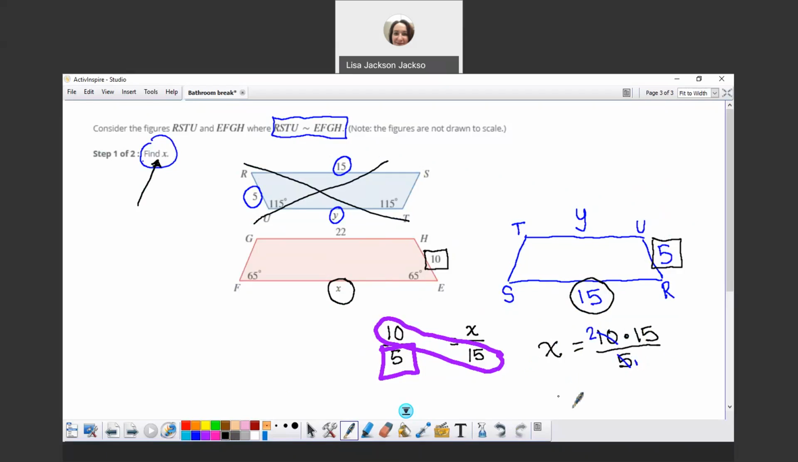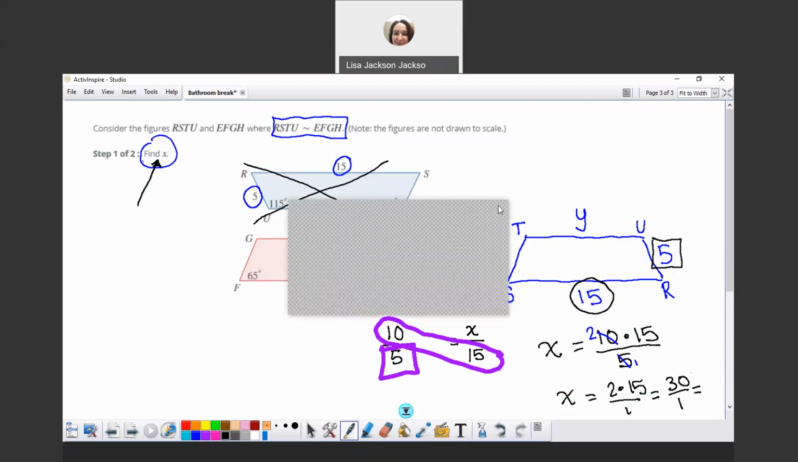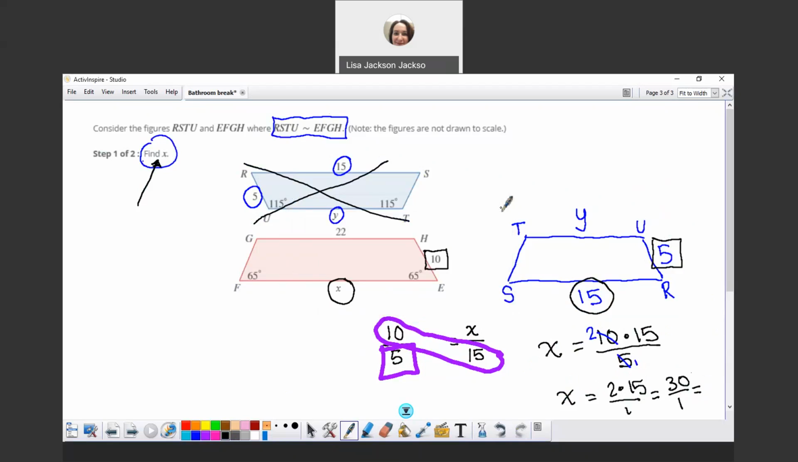So now I have x is equal to 2 times 15 divided by 1. Well, 2 times 15 is 30 divided by 1. So my final answer is x is 30 over 1. But every whole number has a 1 on the bottom of it. We just don't like fractions, so we don't write numbers as fractions unless we have to. So in a fully simplified answer, we don't write the 1. So x in this case is equal to 30.